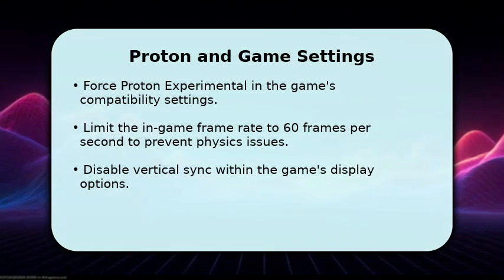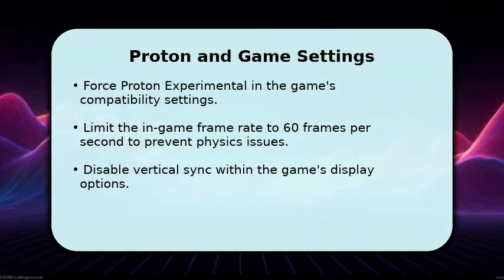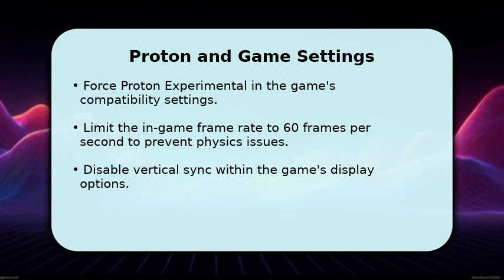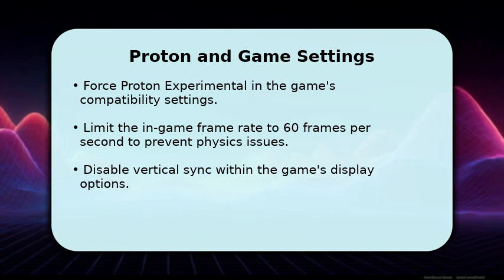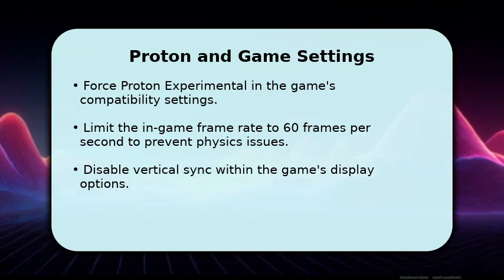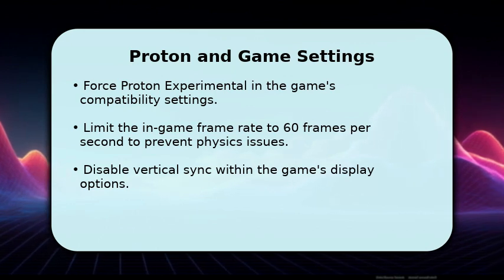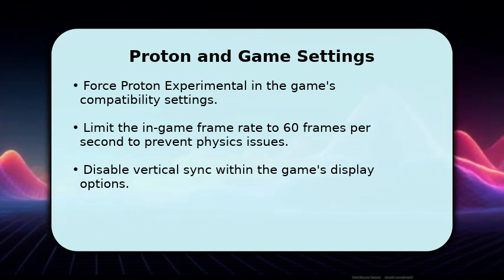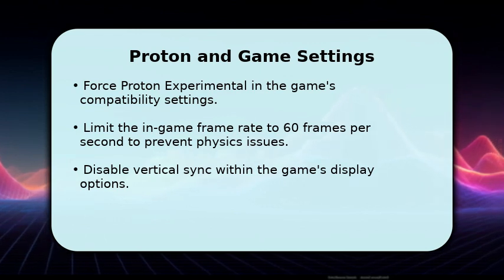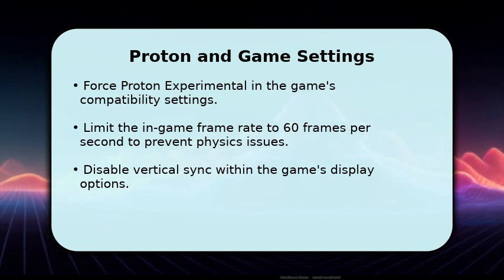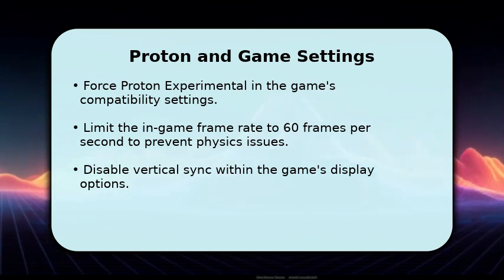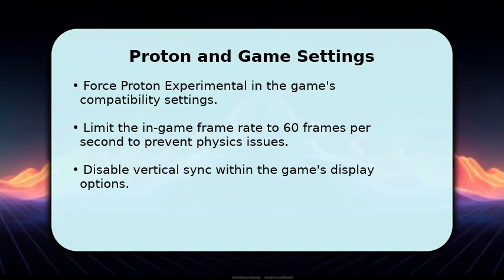Next, in Steam's game properties, navigate to compatibility and force the use of Proton Experimental. This is crucial for stability. Within the game's performance settings, set a frame limit of 60 frames per second. This prevents physics bugs. Also, disable vertical sync. After these adjustments, launch the game once to ensure all initial configuration files are created, then exit.